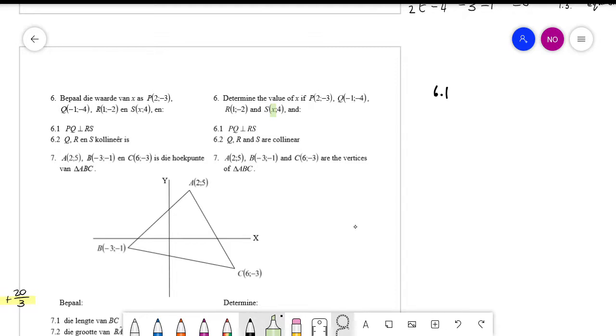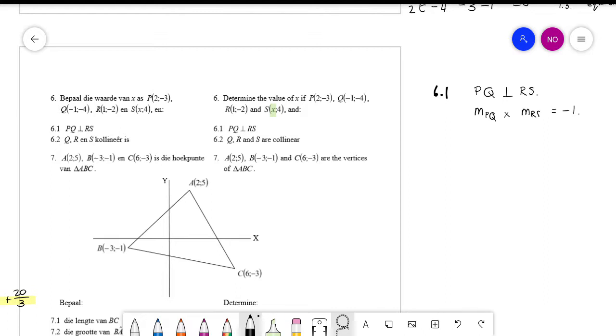So when we're busy with analytical geometry, you oftentimes need to take a step back before you just rush in and start doing calculations. If they're saying that PQ is perpendicular to RS, you immediately have to remember that it means that the gradient of PQ times the gradient of RS will be equal to -1. Now, if we go and work those two out, it's quite easy to then solve for this equation.